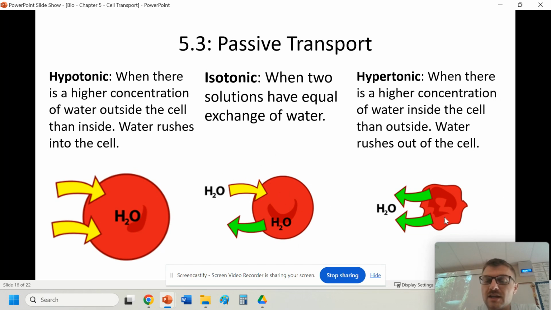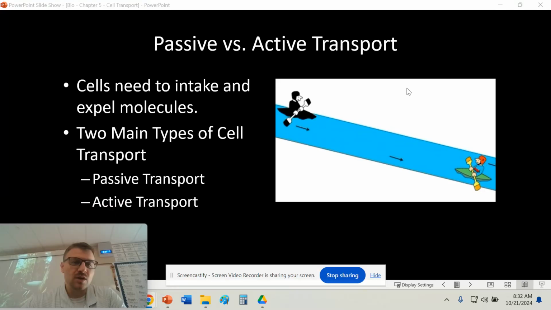And then hypertonic. This is where water is going to leave the cell, so the cell is going to shrink because there's a higher concentration of water inside the cell than outside the cell. Okay, so these are the three different types of solutions we have to know for osmosis and passive transport. Now, in the next two sections, we're going to be looking at something called passive and active transport.